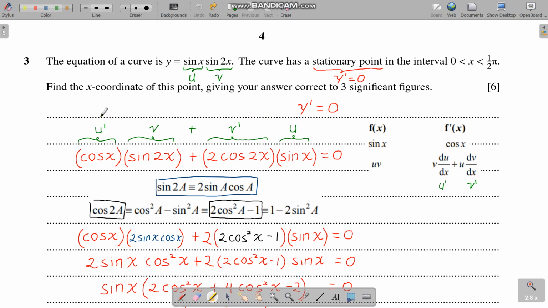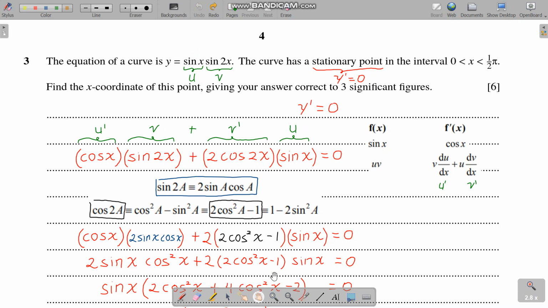So let's set the u to be sine x, the v to be sine 2x. So u prime is the derivative of sine. Sine becomes cos in the MF19, so we have cos x for the u prime. The v is still this, and the v prime, the derivative of v, the derivative of sine is again cos, so we have cos 2x, but multiplied by 2 because of the chain rule, because of these two. So this is the v prime, and the u is the same as this, sine x.